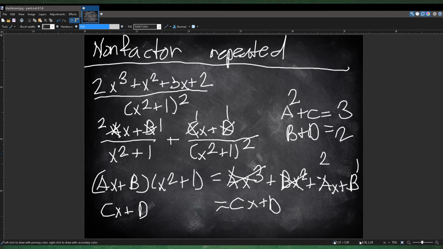If it's a non-factored, non-repeated, what you do is write a linear expression. So you have ax plus b all over the non-factor, which is like, let's say, x squared plus 1. And if it's a non-factor repeated, you have ax plus b over x squared plus 1, plus cx plus d over x squared plus 1 squared. So the linear one and then the squared version. So that's what you do. Those are all 4 cases.